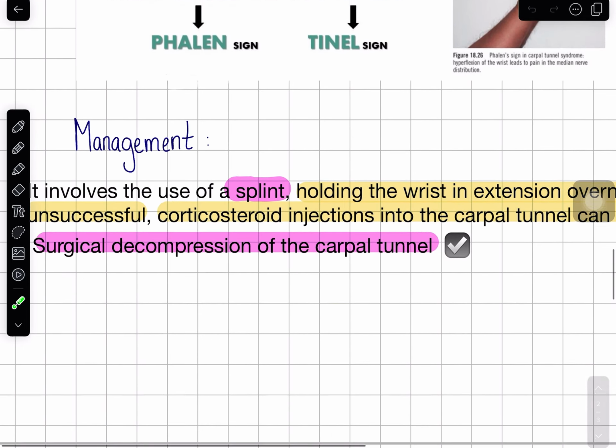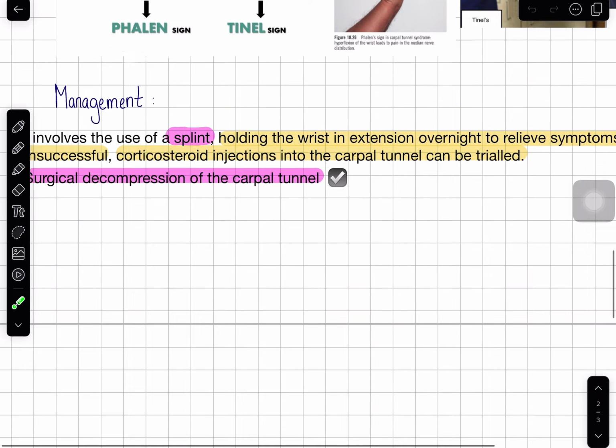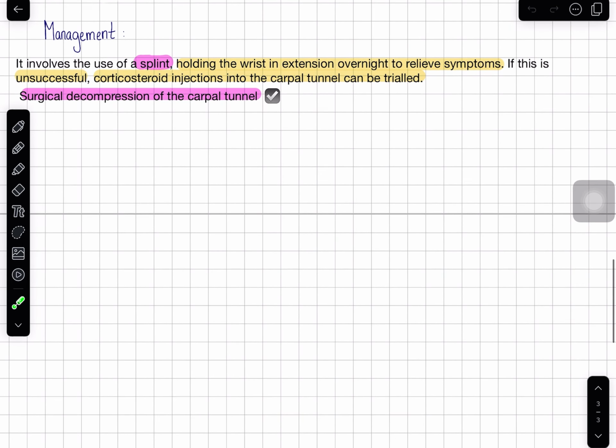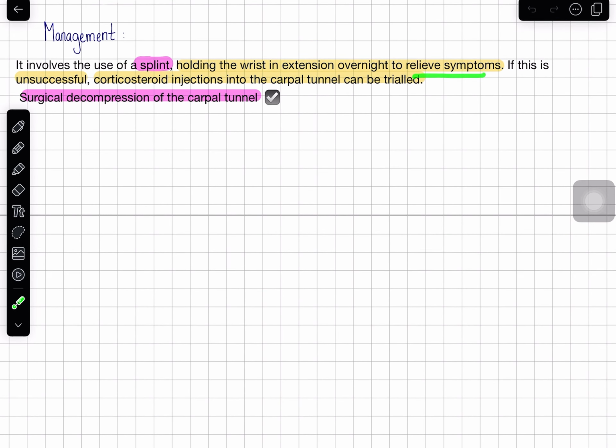Going on with management, you put on a splint holding the wrist in extension overnight to relieve symptoms. If unsuccessful, a corticosteroid injection in the carpal tunnel can be trialed, and surgical decompression of the carpal tunnel is the ultimate treatment. Thank you.